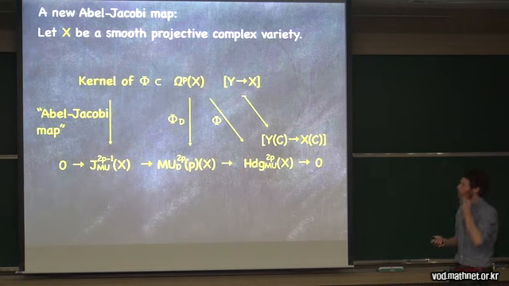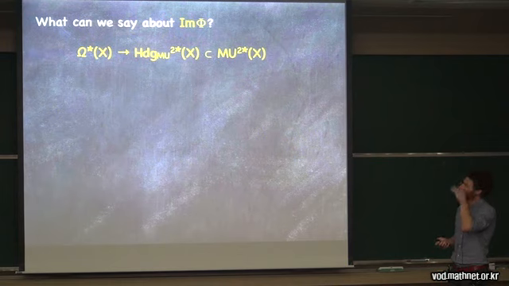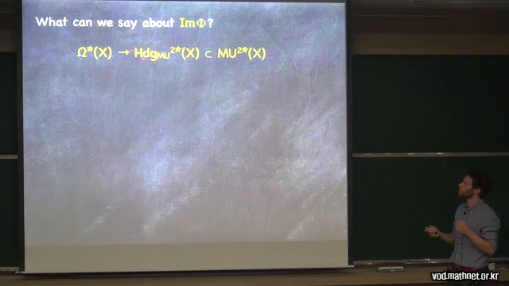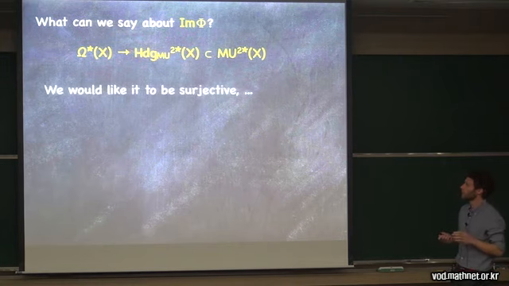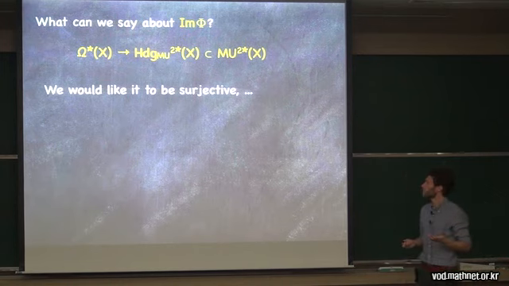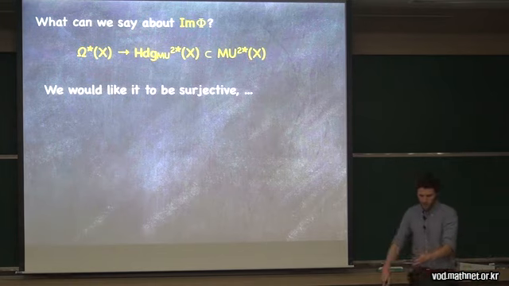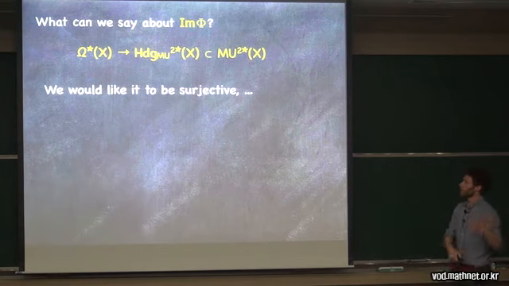Okay, so now let's wrap up our information. What can we say now about the image of phi and about the kernel? So let's think again about the image. We already know it's a map that goes into these mu Hodge classes, which is just a certain subgroup. Of course, if you think of the Hodge conjecture, you would like it to be surjective. So it would be nice if for every topological class here, you get an algebraic class on the left-hand side.